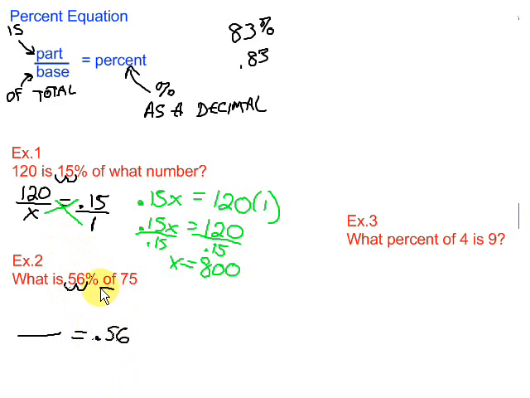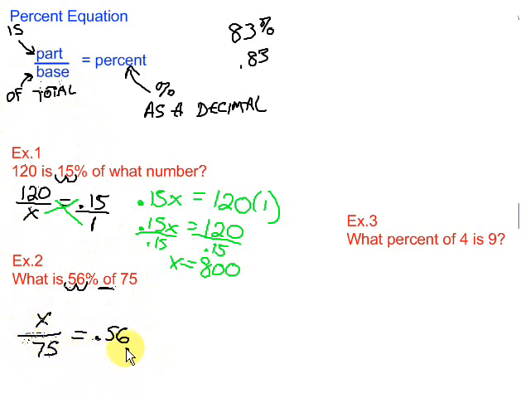Then it says of 75. Of suggests the base. The base goes on the bottom. So our 75 is going to go on the bottom here. Fill in a variable in the other place. Now we have this. We could, if we wanted to, put this over 1 and do our cross products and solve. Or we can multiply by 75 on both sides. Either way will get us our answer. Both would be just as correct.